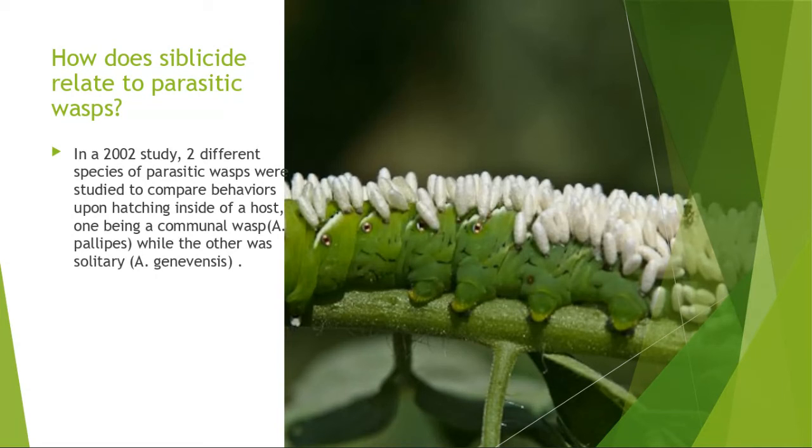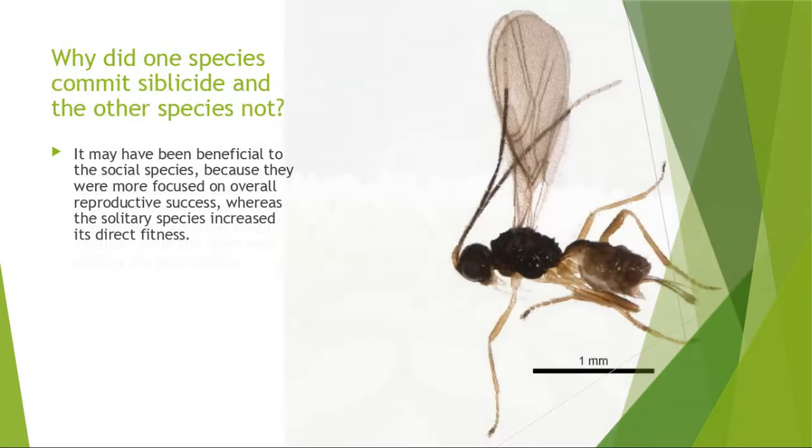And throughout this experiment, they wanted to see if a form of siblicide would happen upon hatching for both of the different wasps. And you come to find out that there was a lot of siblicide among the solitary wasp, A. genevensis, but there was practically none amongst the communal wasps. So the question is, why commit siblicide in this case? Notice how I haven't brought up anything about just general resources yet.